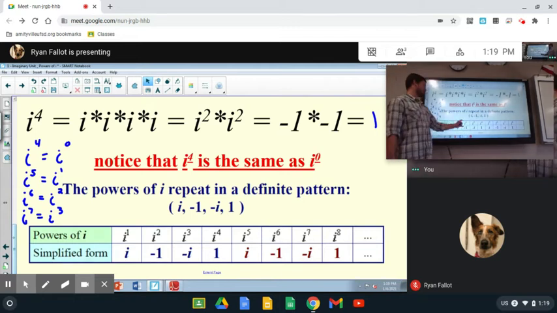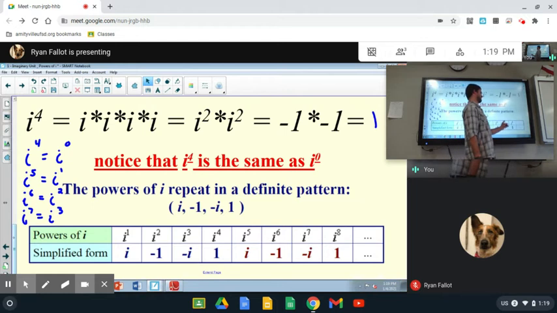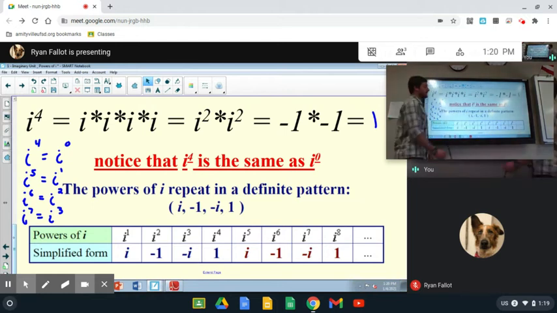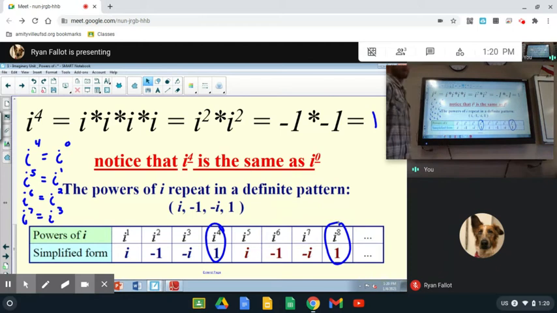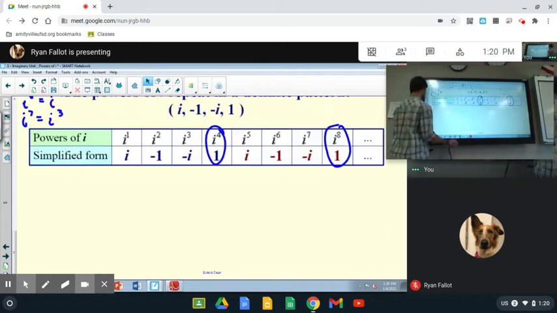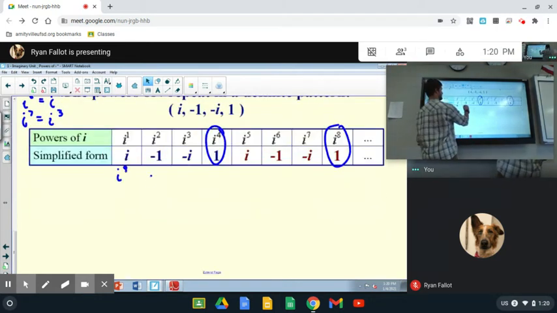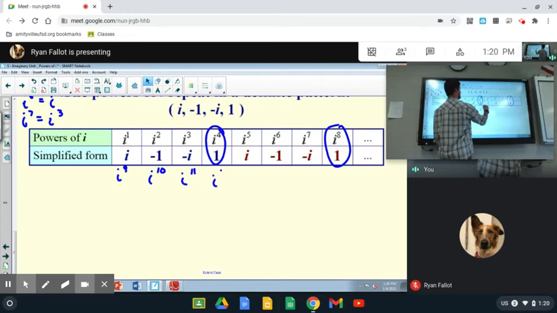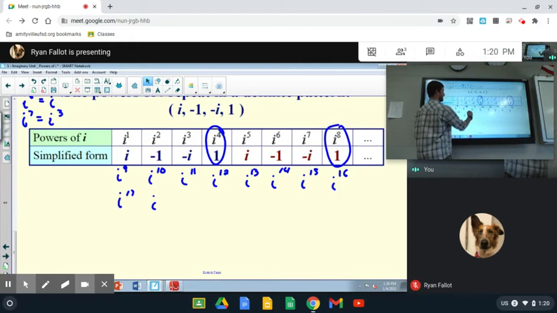i to the first, second, third, fourth. First or fifth, second or sixth, third or seventh, or fourth and eighth. Anytime it's a multiple of 4, it's going to just equal 1. That's a really good starting point to kind of memorize the chart for. But with this, we're going to find a really nice trick in the calculator. But I do want you to know what the pattern is. If we continue this out, we would go i9, i10, i11, i12, i13, i14, i15, i16, i17. Hopefully you're getting the pattern here.